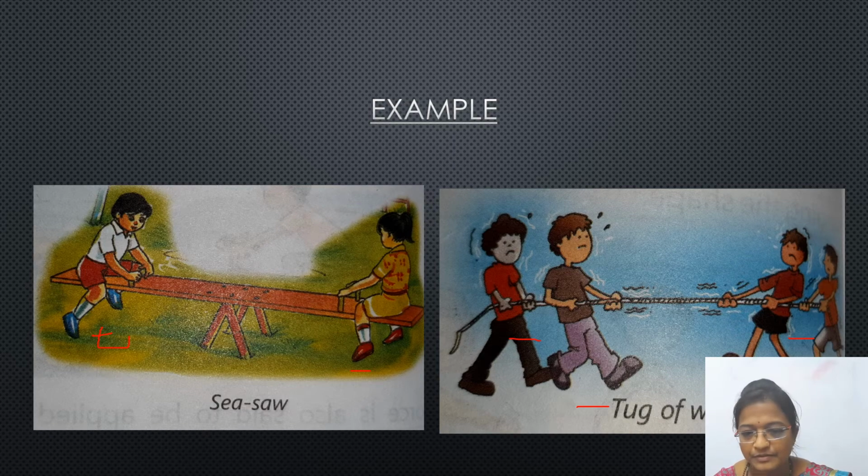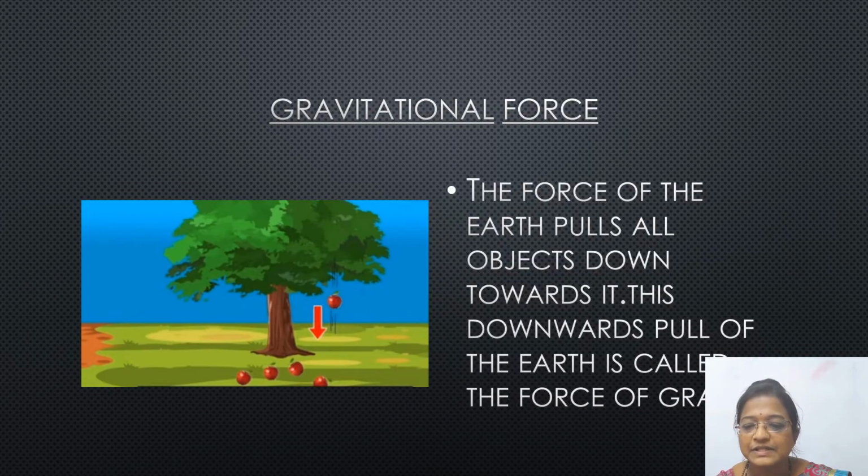Next comes the gravitational force. As you can see here, the fruits are falling down, right? The definition of the gravitational force is the force with which the earth pulls all objects down towards it. This downward pull of the earth is called the force of gravity.